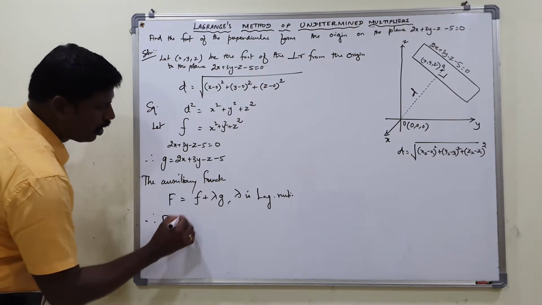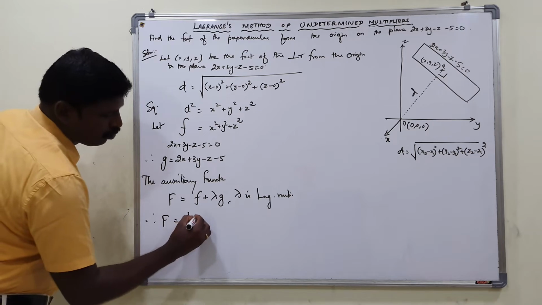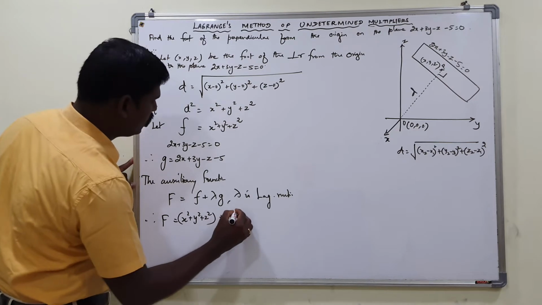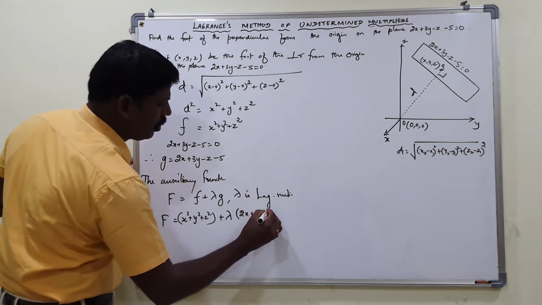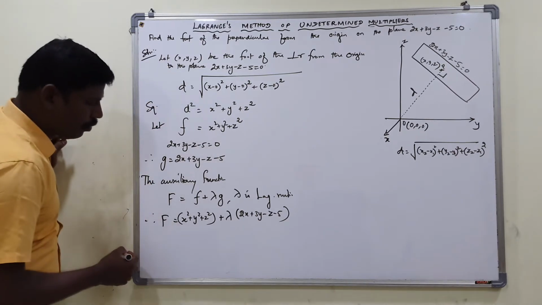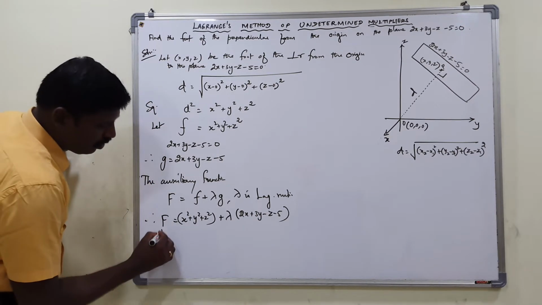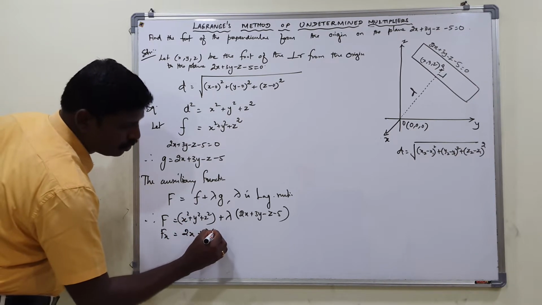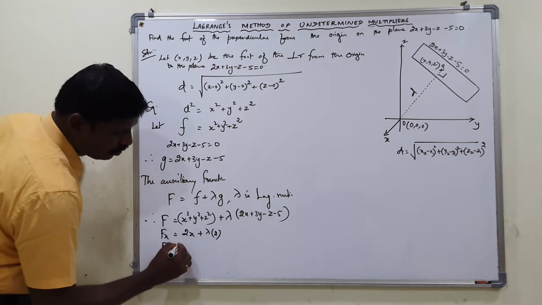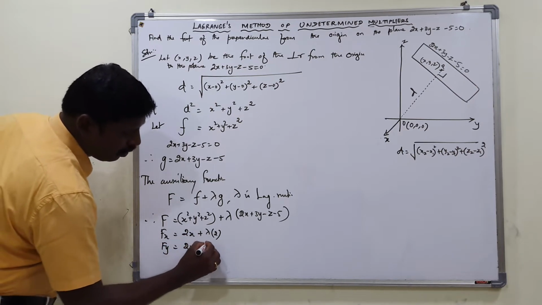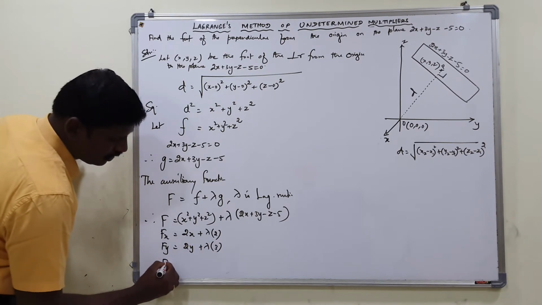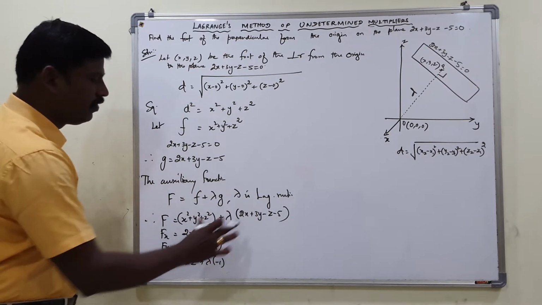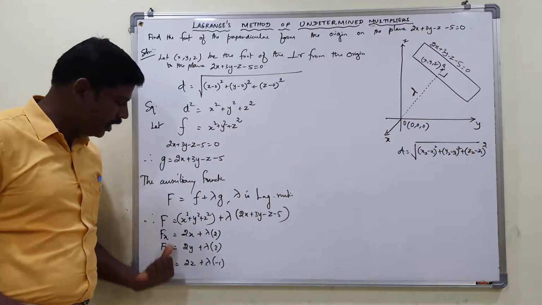Therefore, we obtain F equal to x square plus y square plus z square plus lambda into g, so 2x plus 3y minus z minus 5. Now I am going to find, as usual, Fx, Fy and Fz. What is Fx? This becomes 2x plus lambda into 2. What is Fy? 2y plus lambda into 3. What is Fz? 2z plus lambda into minus 1. Isn't it? Just differentiating this F partially with respect to x, y and z.